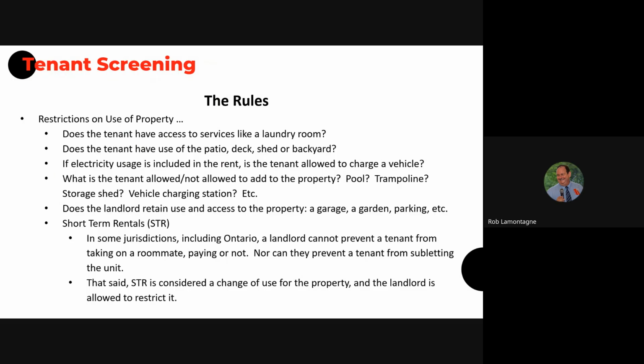Okay. What is the tenant allowed or not allowed to add to the property? Okay. Can a tenant add a pool, a trampoline, a storage shed, a vehicle charging station? What can they do? If you do not specify, you could find yourself in problems. And does the landlord retain use or access to the property? A garage, a shed, parking, etc. These are all things that need to be explicitly explained, because otherwise, if the landlord needs to do something on the property, they may not be able to access it anymore, or they may need permission to even go on the property.